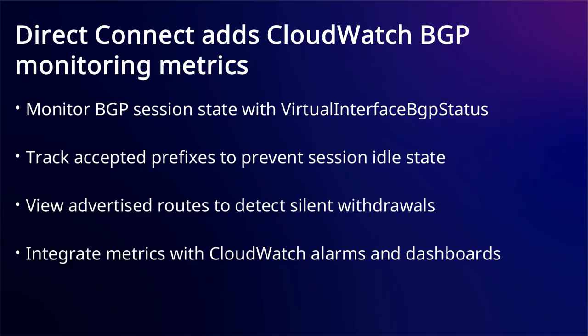You can integrate these metrics with CloudWatch alarms, dashboards, and Amazon SNS across private, public, and transit virtual interfaces in all commercial AWS regions, reducing mean time to detect network issues and simplifying operations for multi-region and disaster recovery architectures.